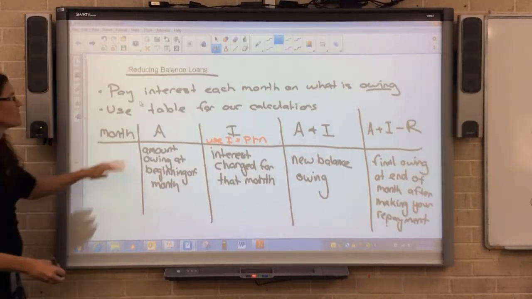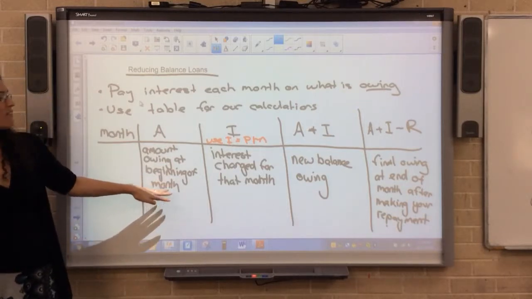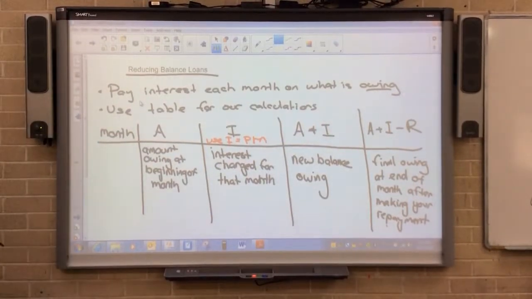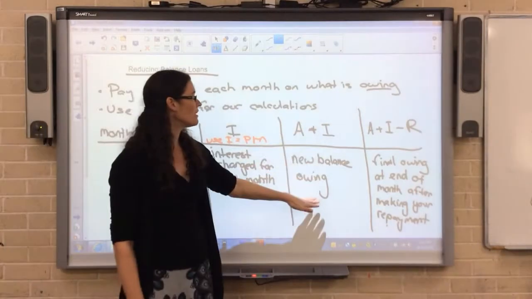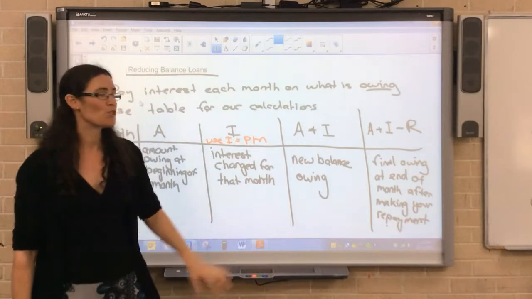First column is the month, the second column is the amount owing at the beginning of the month. The next column is the interest. We're going to use I equals PRN. Note that N for 1 month is always going to be 1/12. The new balance is now what I owed plus the interest they're charging me.